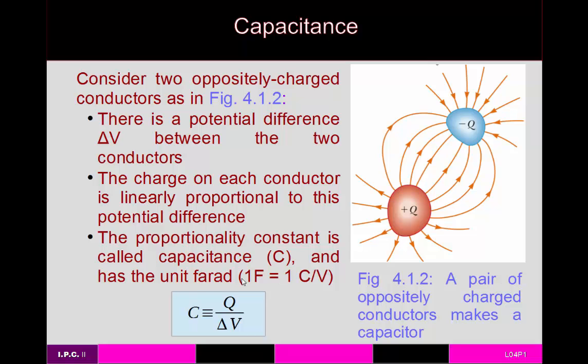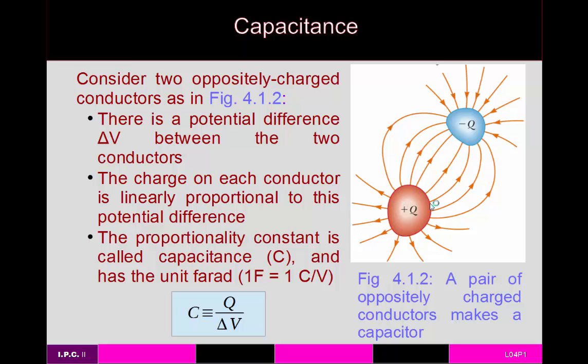And so it has units of farads, where a farad is 1 coulomb per volt, and therefore capacitance is defined as the amount of charge per the potential difference between the two conductors. So it's the amount of charge stored on the surface of either one of the two conductors divided by the potential difference between the two.